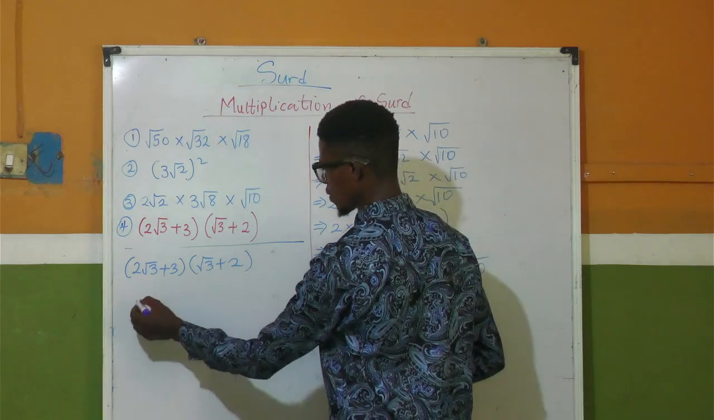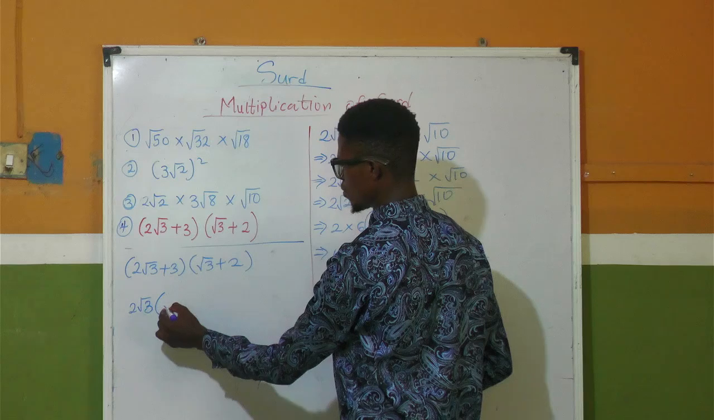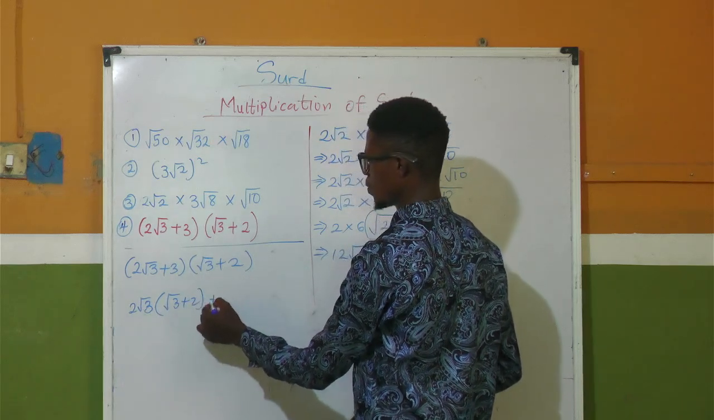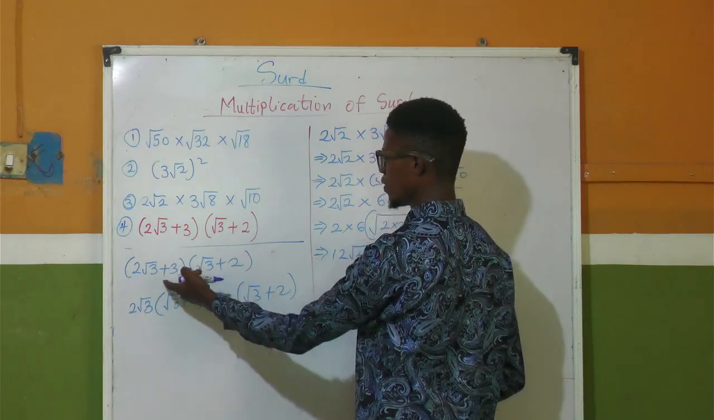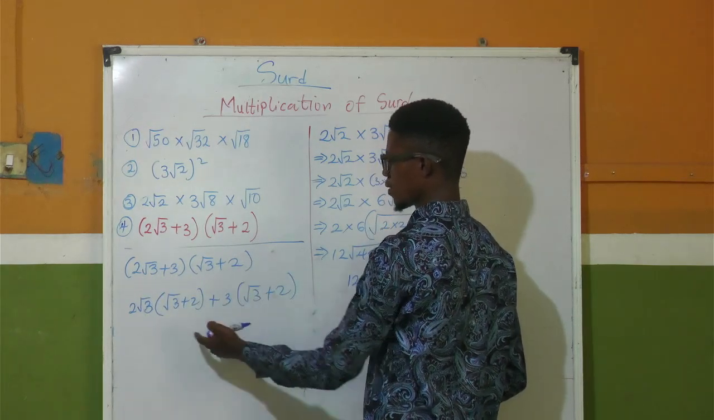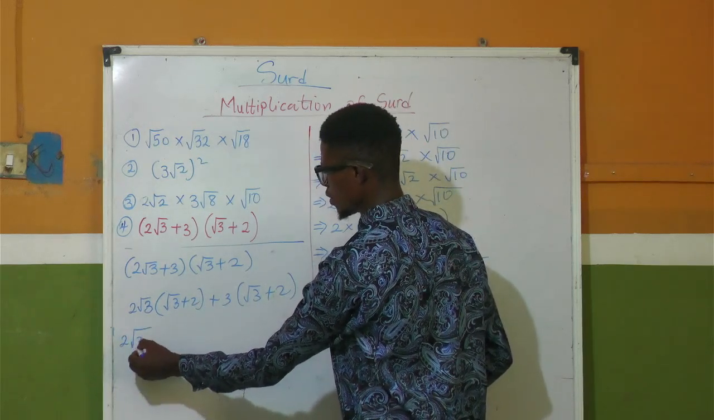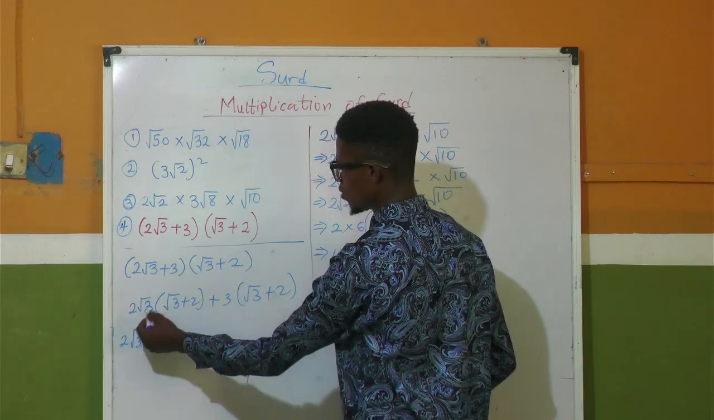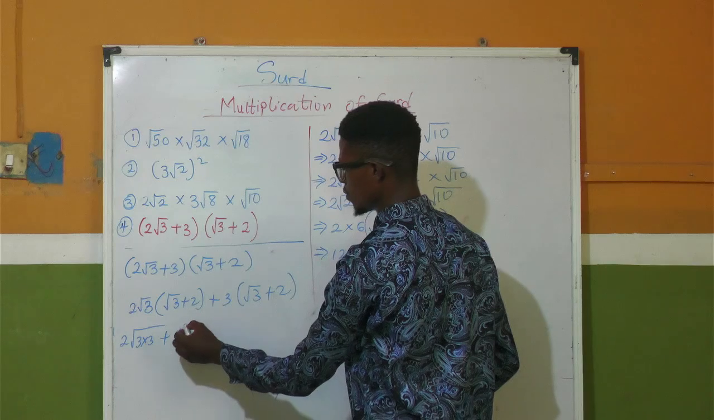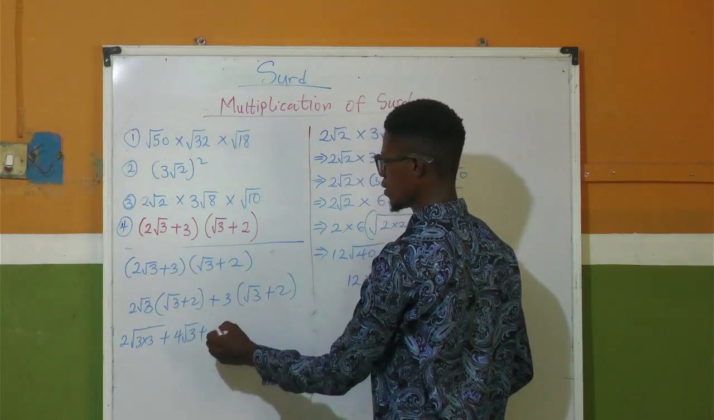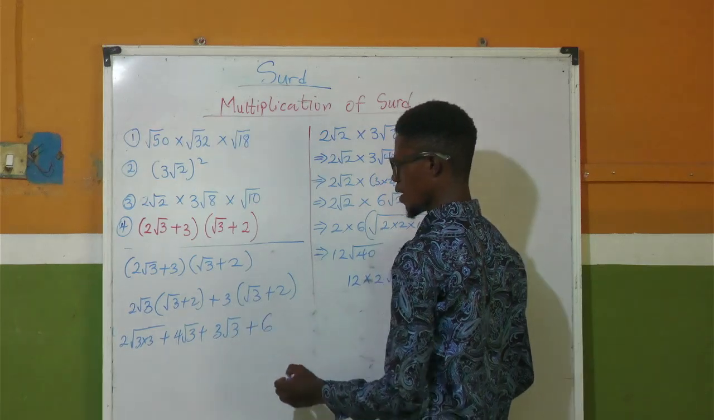Or you can simply say 2 root 3 into root 3 plus 2, plus 3 into root 3 plus 2. So I pick an expression out of this to multiply this side. So if I do 2 root 3 times root 3, that will give me 2 into 3 times 3, since they are the same roots, plus 2 root 3 times 2, that will be 4 root 3, plus 3 root 3 to become 3 root 3. 3 times 2 will be 6. I hope you are following me.